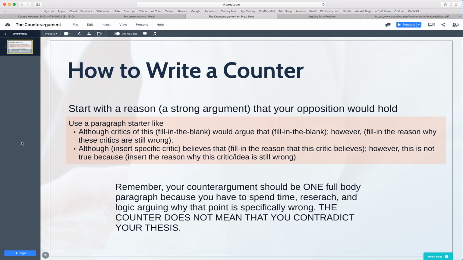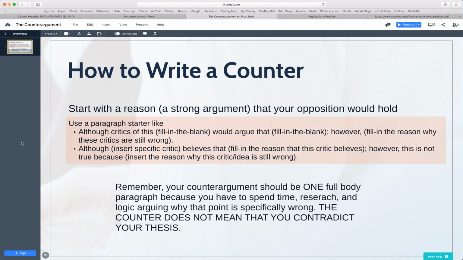So, the way that I would tackle writing a counter argument, if you are unfamiliar, is to start with a reason. So start with a good, strong argument that your opposition would hold. Sometimes what this takes is for you to look at your brainstorm, maybe a particular reason that didn't quite fit in with your thesis. Maybe you actually did a pro-con list. That's a great idea too. I often have to brainstorm, what would the other side say? If I was going to argue the other side, what would be my reasons to support that? So start with one reason.